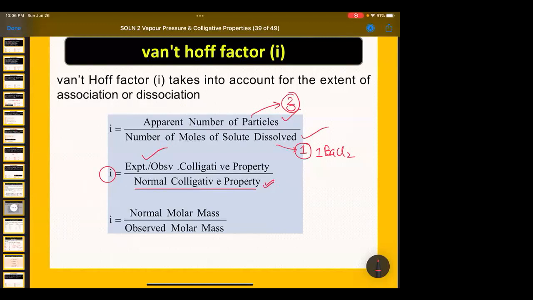So which formula do you need to put? Do you need to put this one or this one? Your question will tell you. So what is there in the question? That you can see.